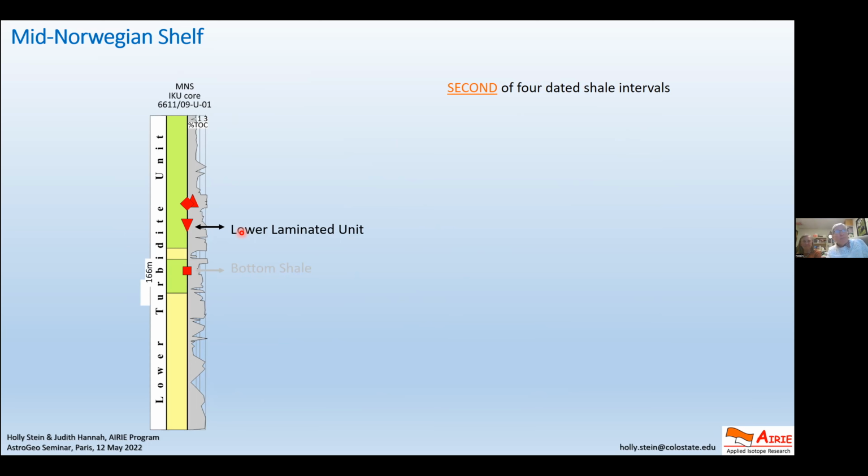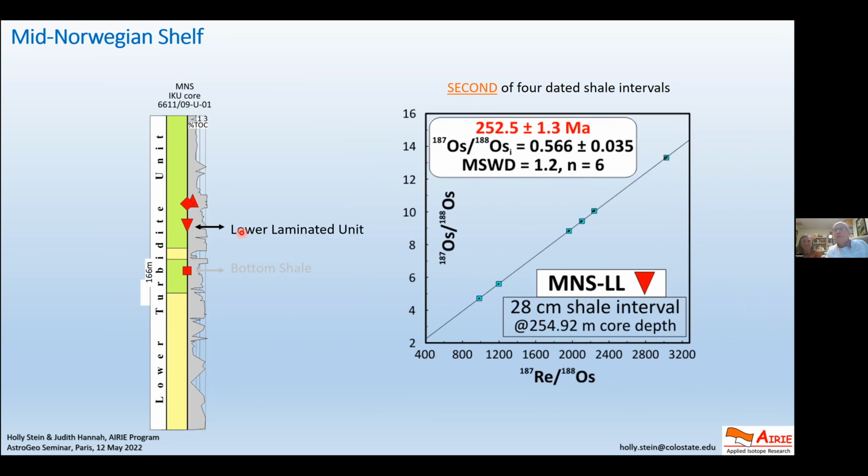So we took 2 black pieces from what was presumably correlative between the mid-Norwegian shelf and East Greenland, and we got an age of 252. Nicer uncertainty on that age, nice MSWD, all points were on the line. So we love this, 28 centimeters of shale. We didn't work with meters, we worked with 1 core this long to get that data. And that is absolutely imperative.